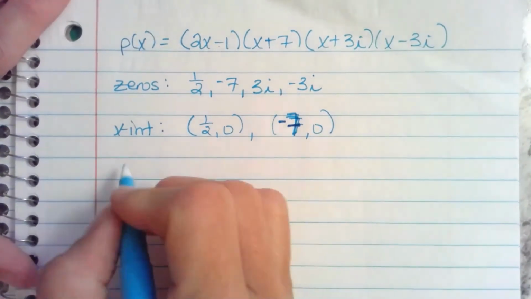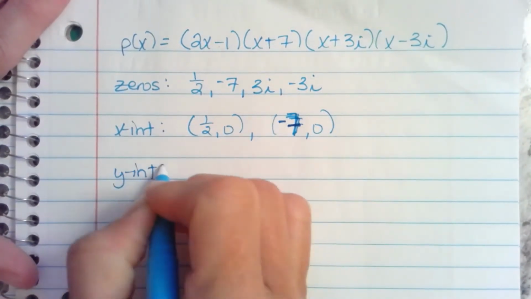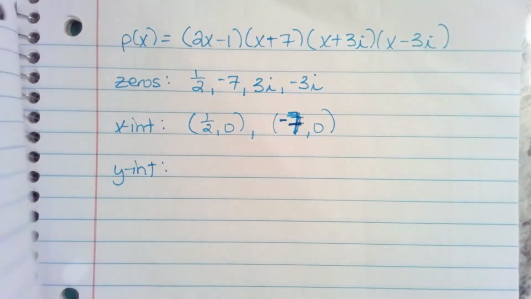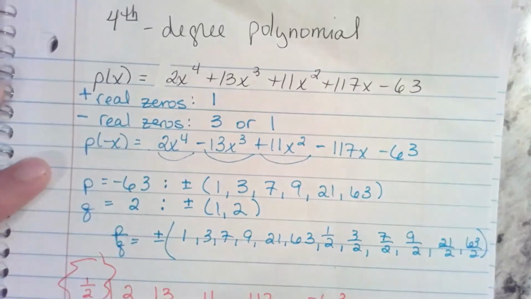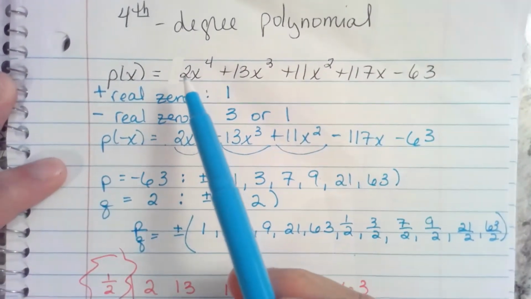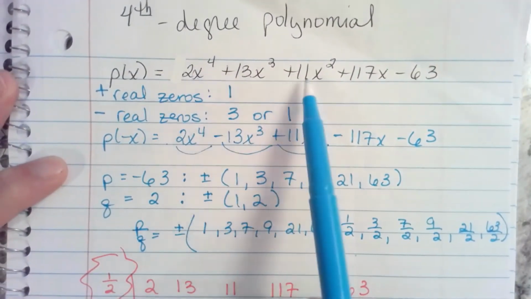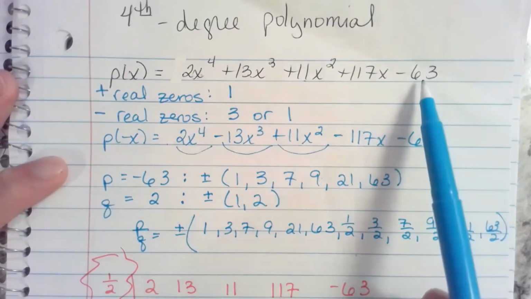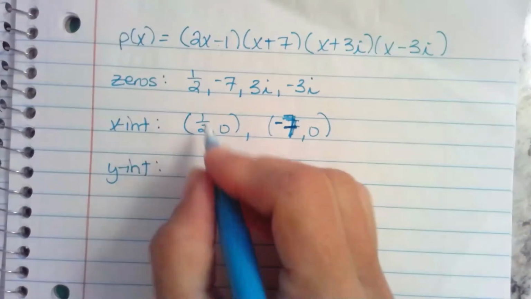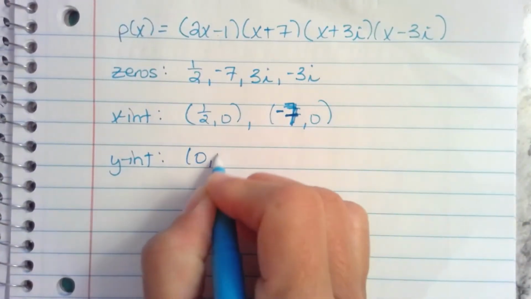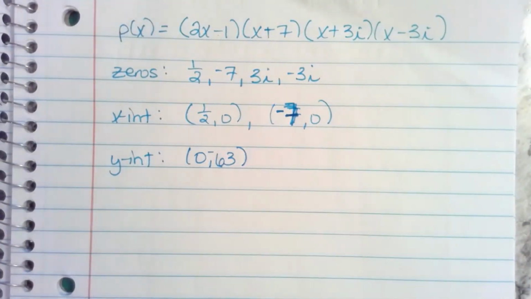If you are asked to find your y-intercept, it's probably easier to go back to the original function. If you plug 0 in for x, all those go to 0 and you're just left with the -63, right? So your y-intercept is the point 0, -63.